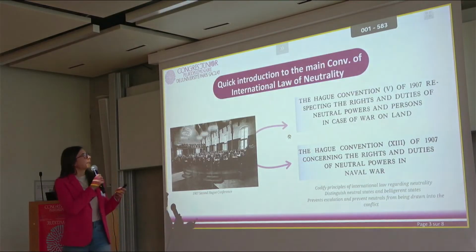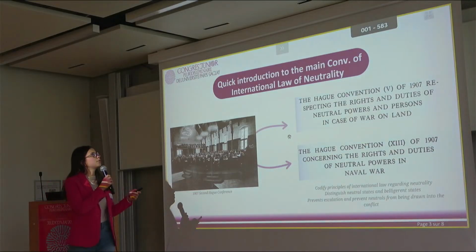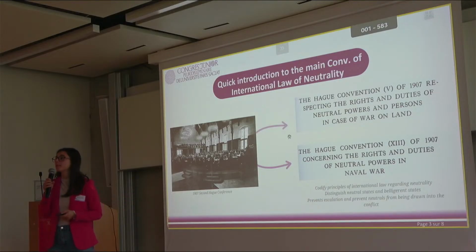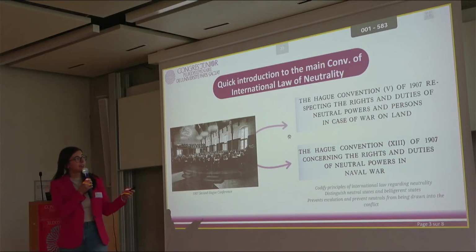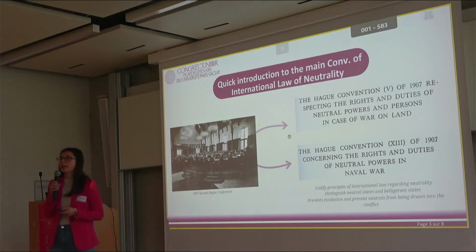So what I am doing is interpreting international law. And to understand what I'm doing, it's important to understand the two main conventions on the law of neutrality. In 1907, states gathered to codify two important conventions about the law of neutrality: the Convention on the rights and duties of neutral powers in case of war on land, and the rights and duties of neutral powers in case of naval war. And so, can we still use them today?